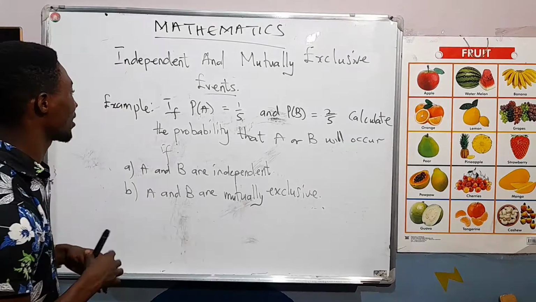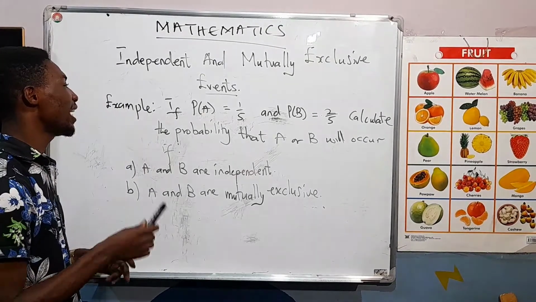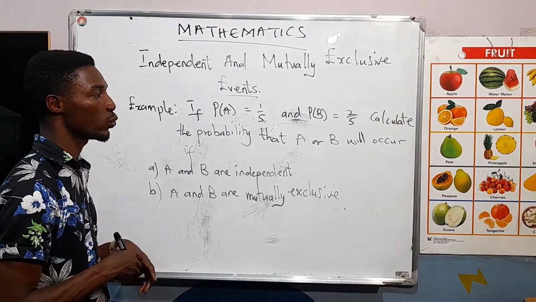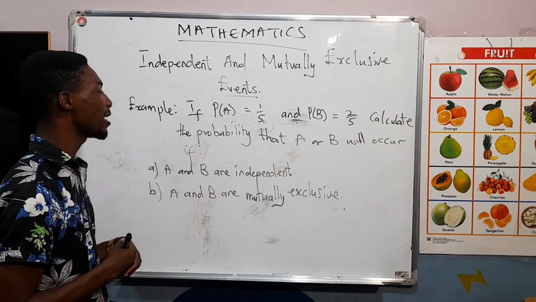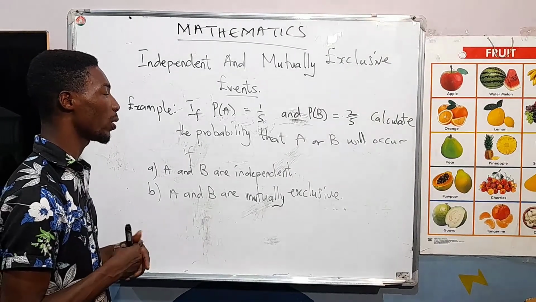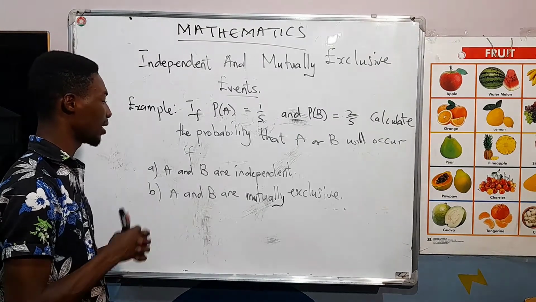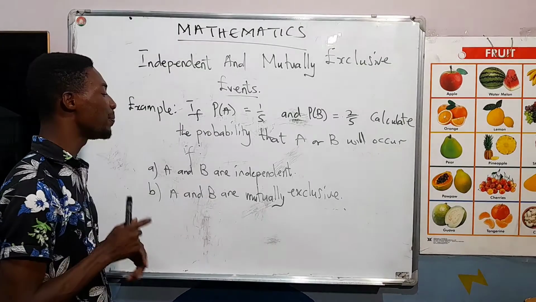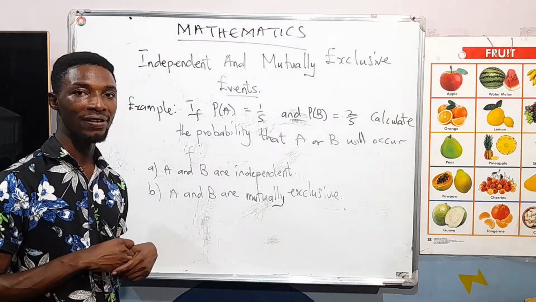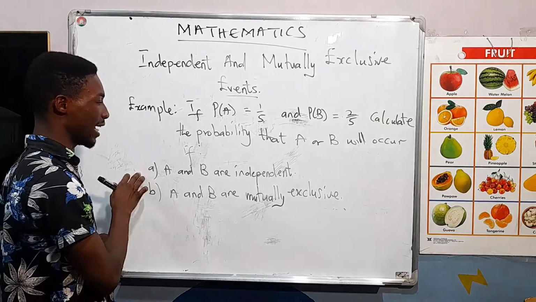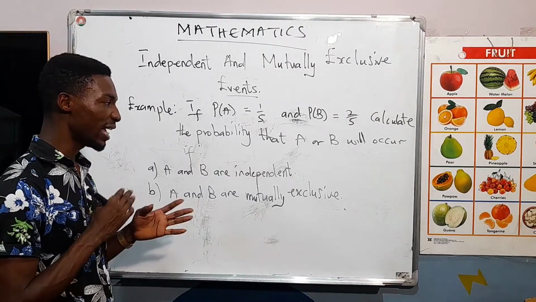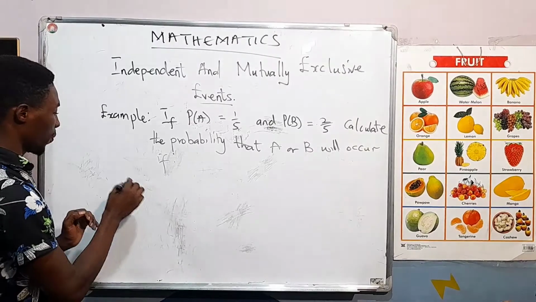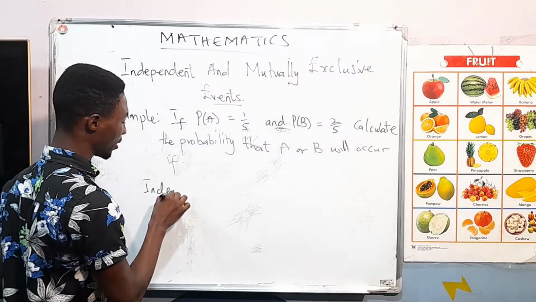So let's try out this example. If the probability of A is 1/5 and the probability of B occurring is 2/5, then we have to calculate the probability that A or B will occur if A and B are two independent events, and if A and B are mutually exclusive events. So let's take A and analyze the question if A and B are supposed to be independent events.